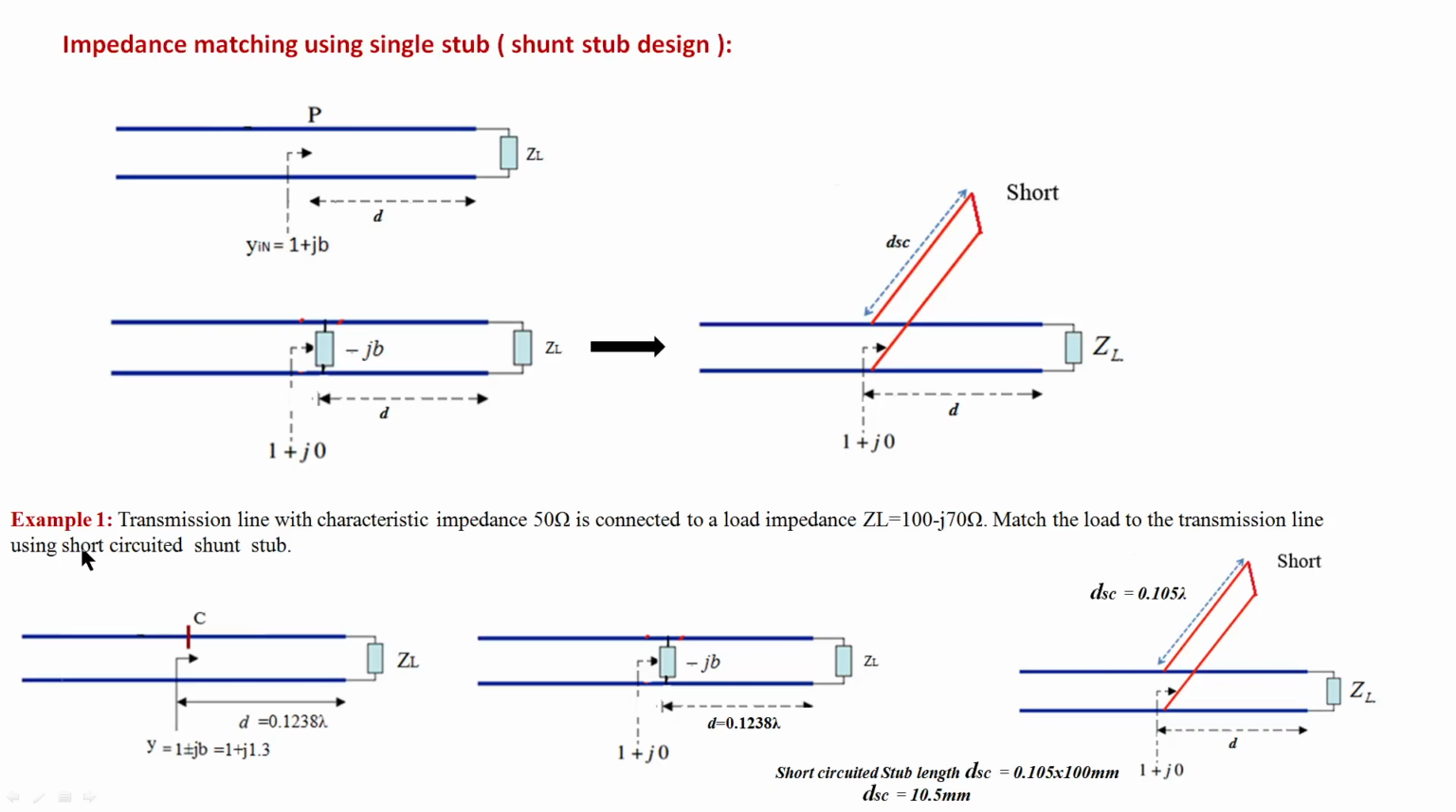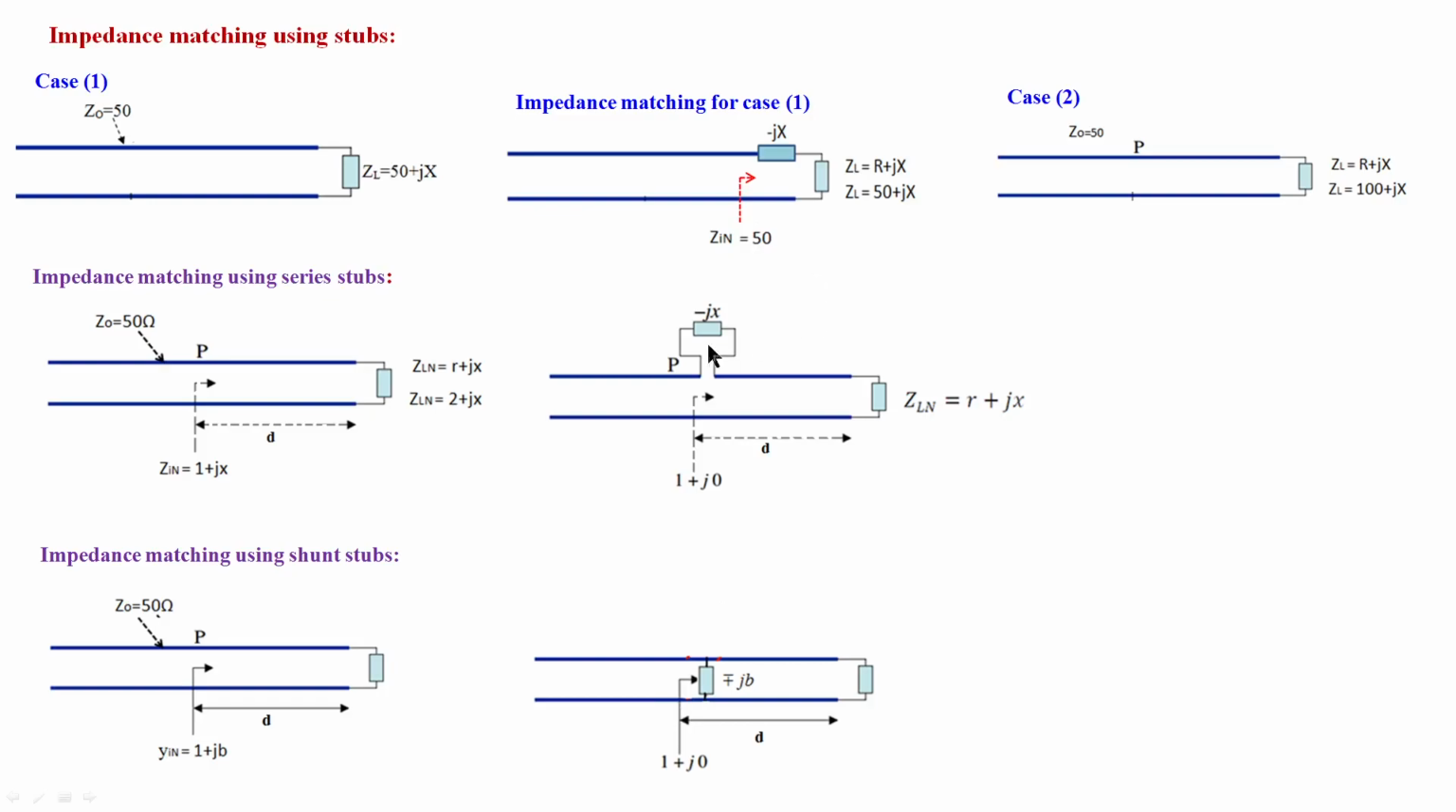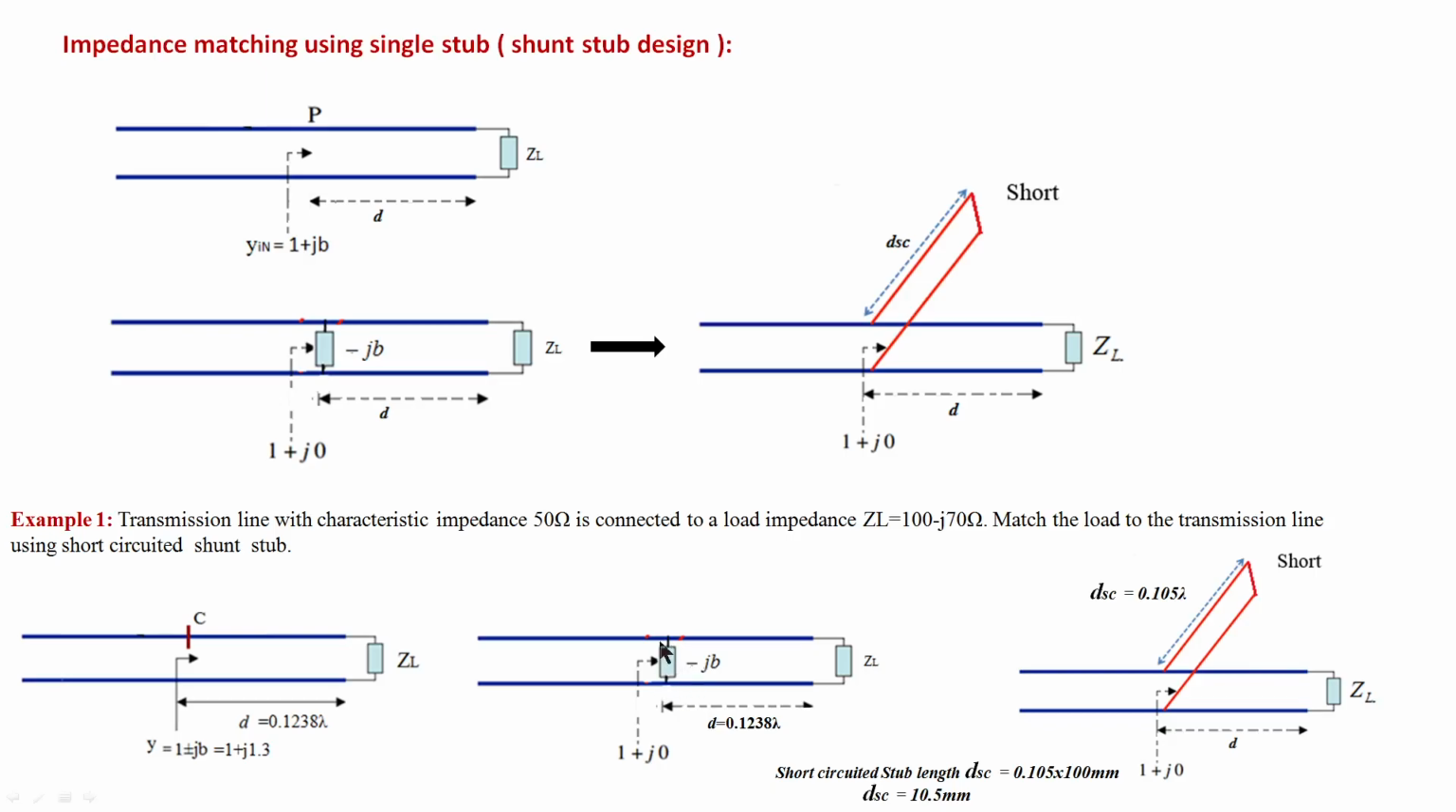Open stub means you should implement this using an open stub. Short means you should implement it using a shorted stub like this. And a shunt stub is asked. Shunt means you should connect it across, parallel to the line. This connection in series with the line is a series stub. This is a shunt stub, in parallel, like this.